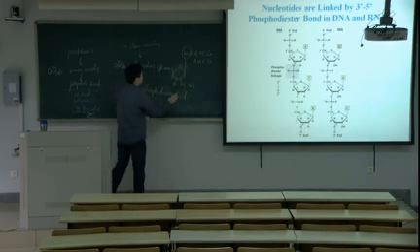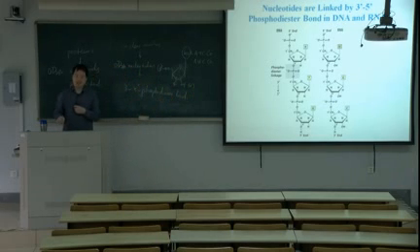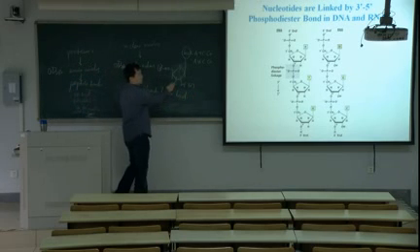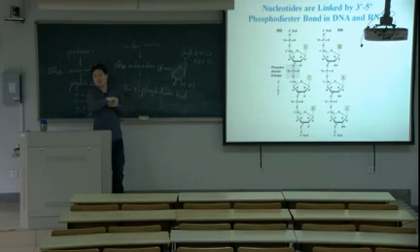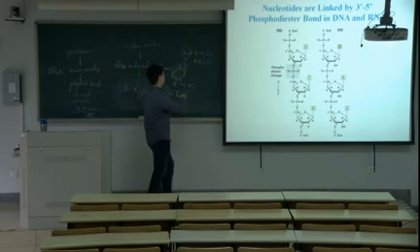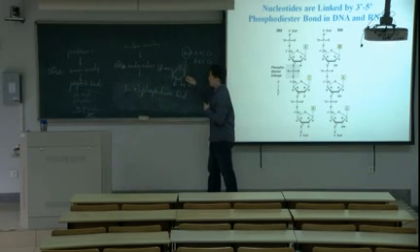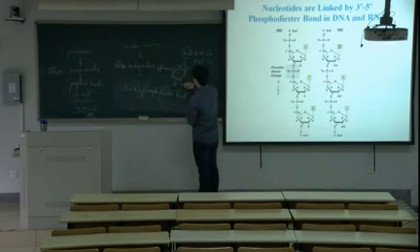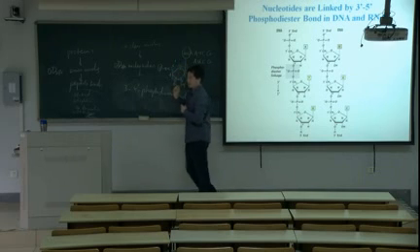Let's see what it actually means. So first it's a 3' to 5'. Does anyone know what 3' means? 3' means this carbon, okay? So in the pentose ring, this is the 1' carbon, this is the 2' carbon, this is 3', this is 4', and this is the 5' carbon, okay?